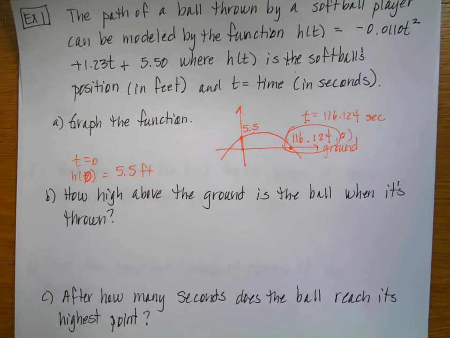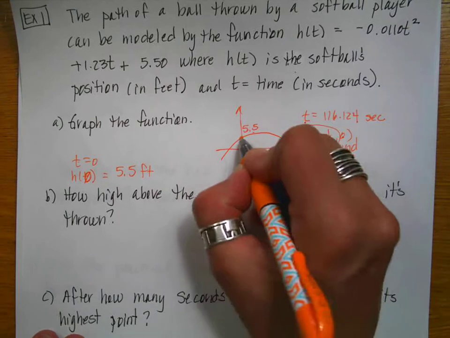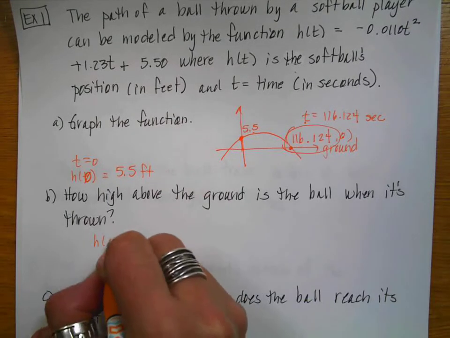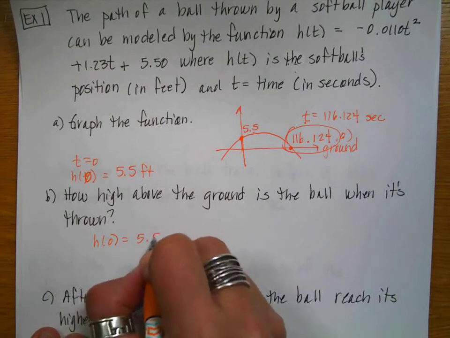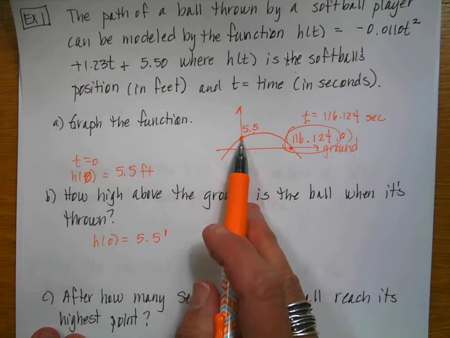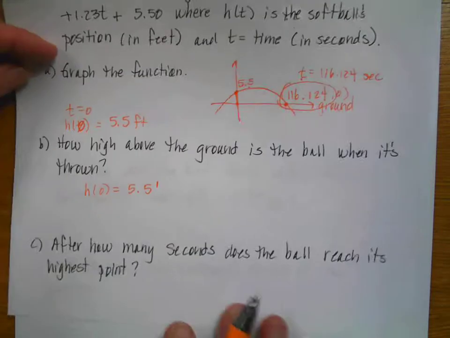The next part of the problem says how high above the ground is the ball when it's thrown. That means that is the initial position. So I'm going to write h of 0 is 5.5 feet. Okay, so we've already answered that question by labeling our graph.